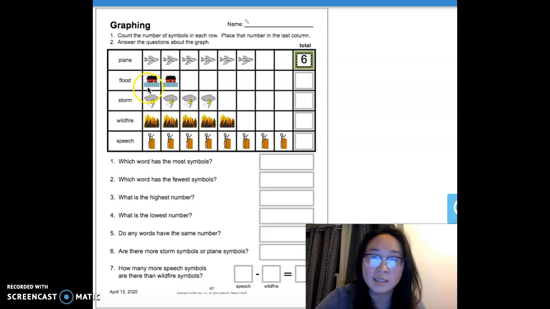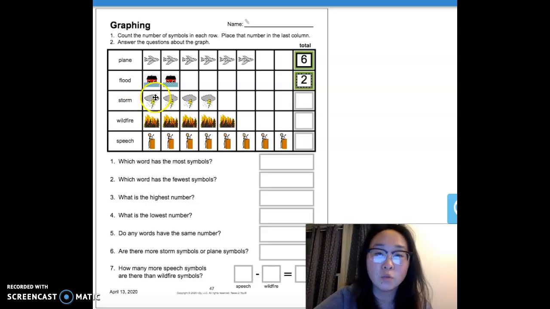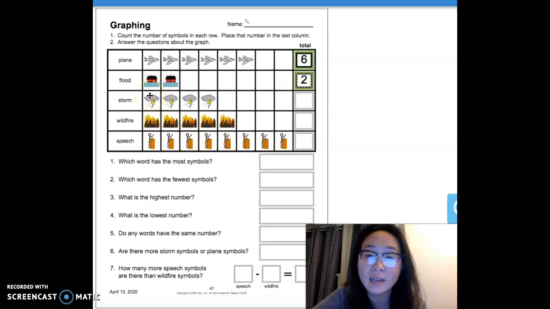Flood. Floods are when there's a lot of water and rain. It's just a lot, to the point where it might get into your home, it might ruin your floors, it might be all over the streets. Flood. We have 1, 2. The next word is storm. Storm is when there's really bad weather. For instance, there might be thunder and lightning and rain, and it's just really dreary weather. 1, 2, 3, 4.